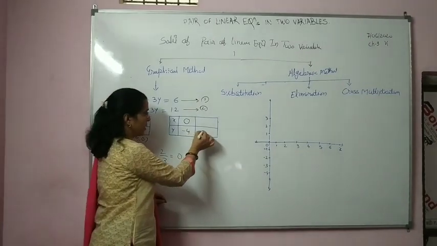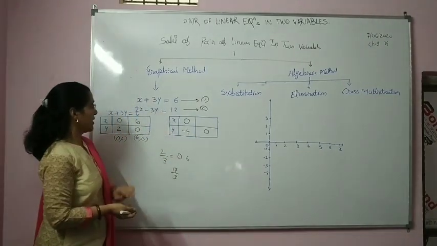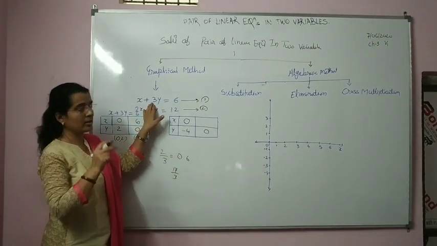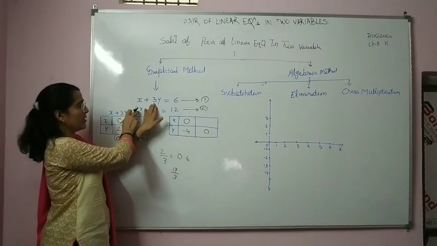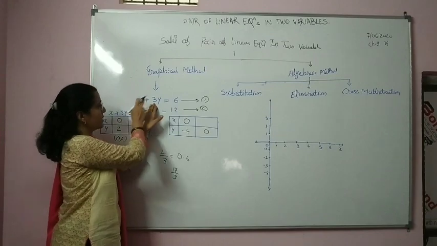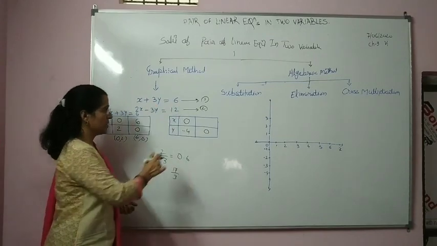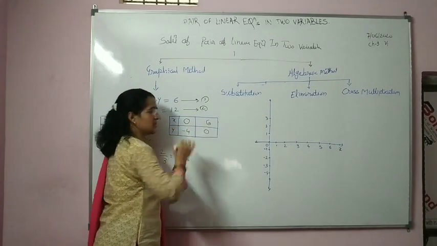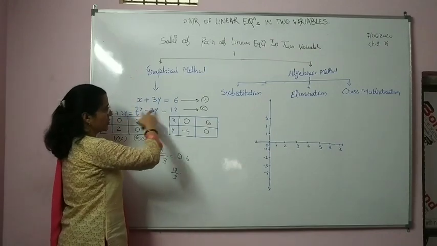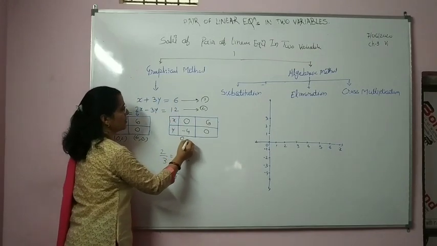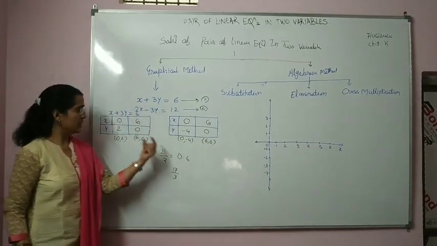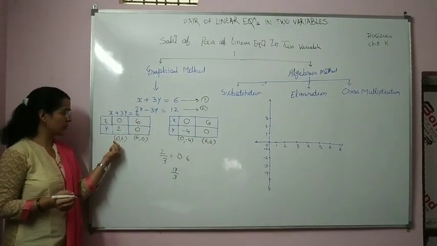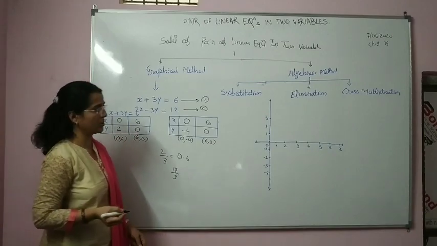Another solution, y equals to 0. Take y equals to 0, put your hand on the y variable. Then you will have one linear equation in one variable, 2x equals to 12. 2x equals to 12, then x equals to 6. It means this equation has solutions 0, minus 4 and 6, 0. Now let us draw the line which is passing through 0, 2 and 6, 0.